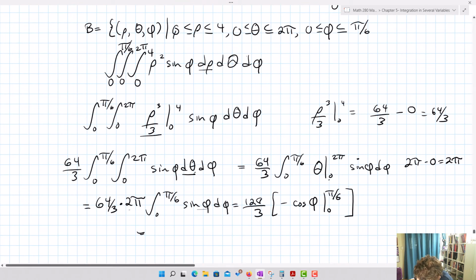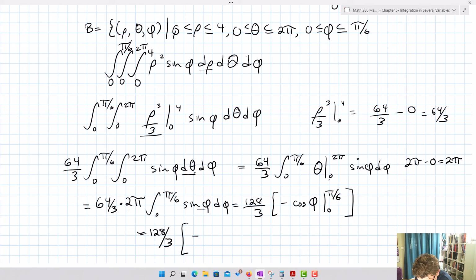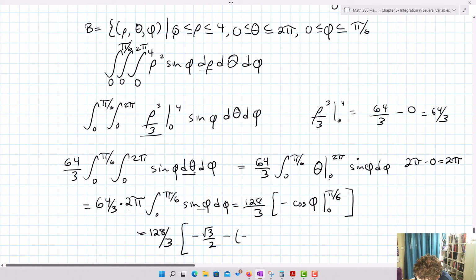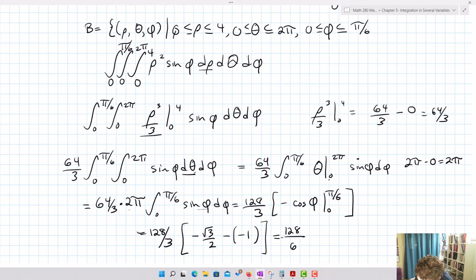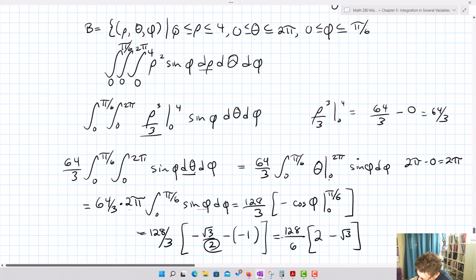And that ends up equaling 128 over 3 times negative cosine pi over 6, which is negative square root of 3 over 2, minus negative 1. Okay, and so this ends up equaling 128 over 6 times 2 minus the square root of 3. I just took a common denominator of 2. All right, and that ends up being the volume that you're looking for.